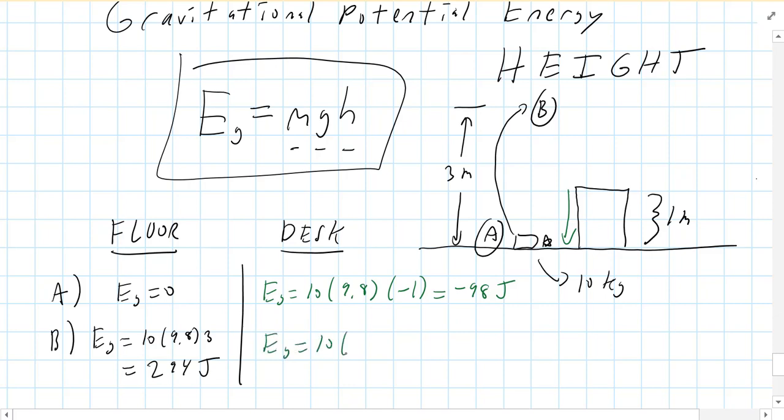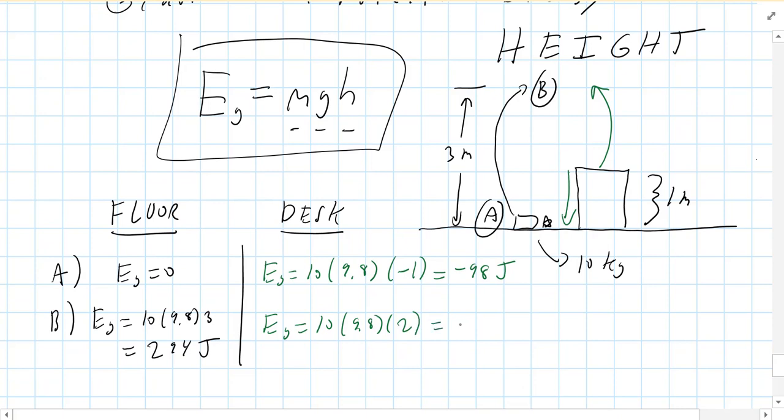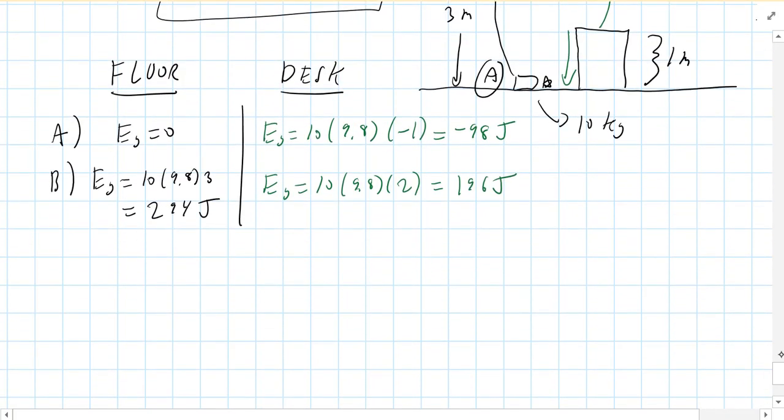And how about at point B? You still have a 10, you've got 9.8. What's your height from the desktop to point B? That's 2 meters, so you put a 2 here, and you would get 196 joules. Now, why am I doing all this? Let's look at the change in energy. For this first example, the change in energy was final minus initial. So it'd be 294 minus 0, and that is 294 joules.